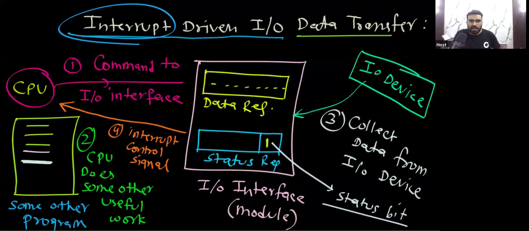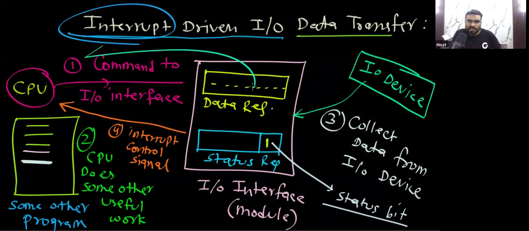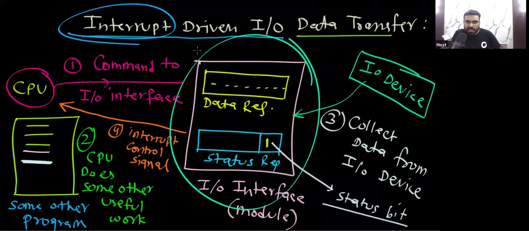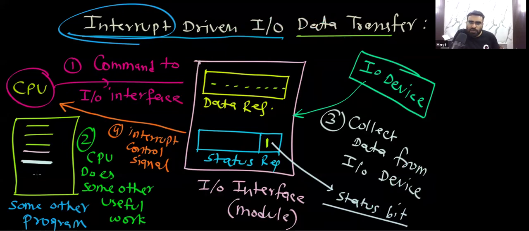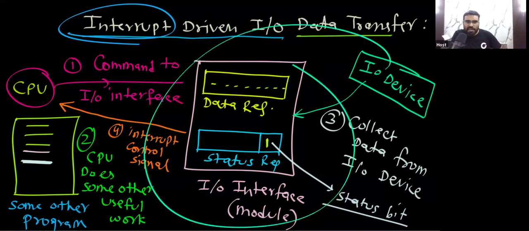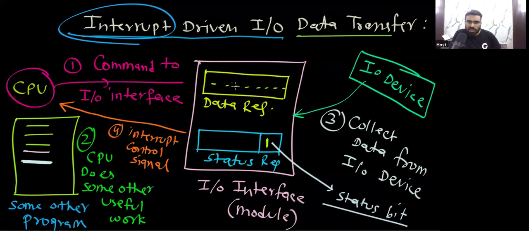Is this clear? After this data transfer is over, from the data register, the data will go to the CPU register. The CPU will put it in the main memory. Now this data transfer is over. Once the data transfer is over, what will the CPU do? The CPU has done the data transfer from here to main memory. Now after doing this data transfer, the CPU will continue executing this program. Yes or no?